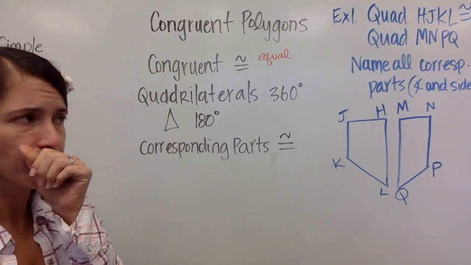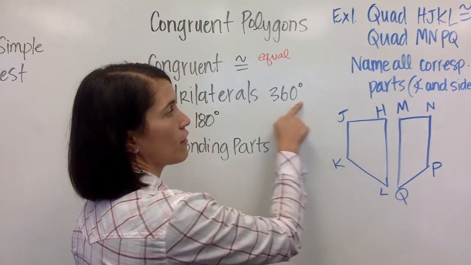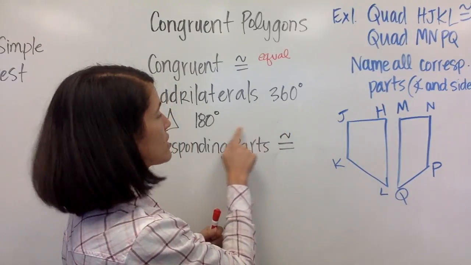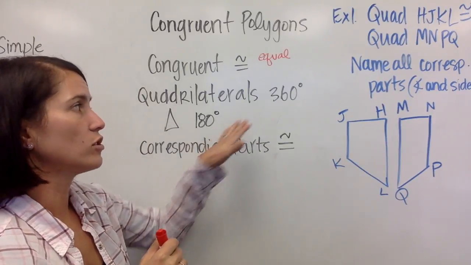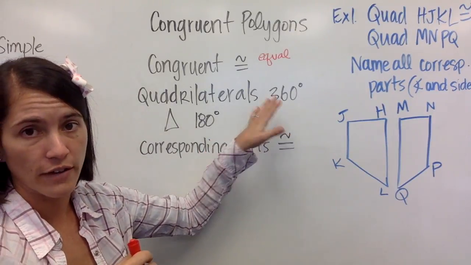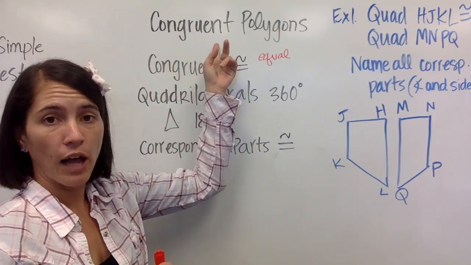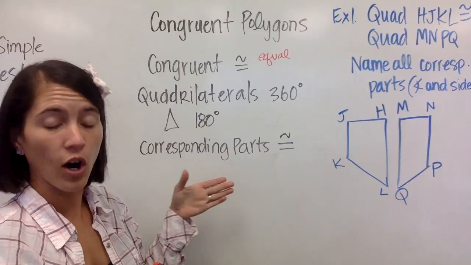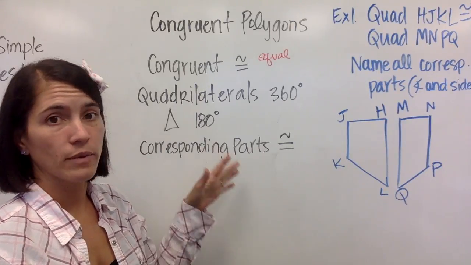Quadrilaterals have an inside angle sum of 360, and triangles have an inside sum of 180. So we have already worked with triangles, and I just want you to remember quadrilaterals have 360. And if we're talking about congruent polygons, then they have corresponding parts, and corresponding parts are also congruent. And we're going to be working with that today.